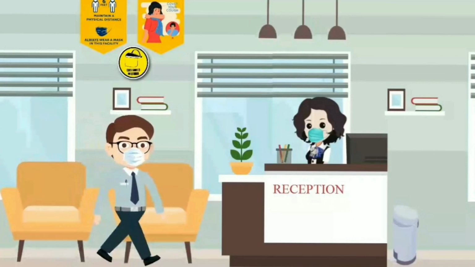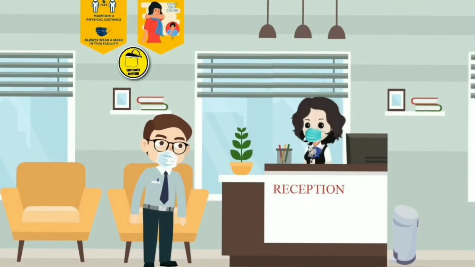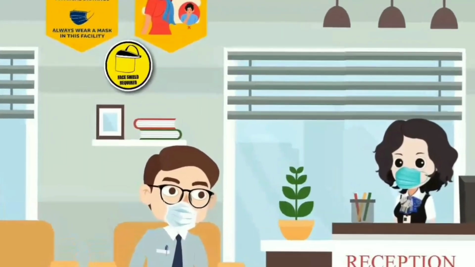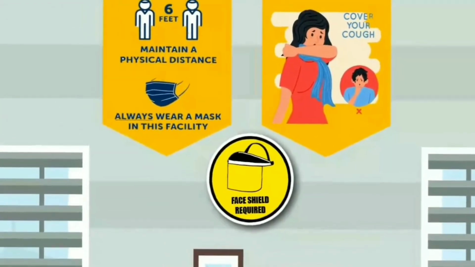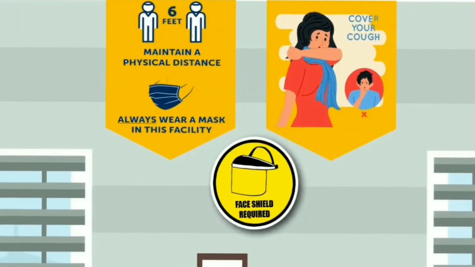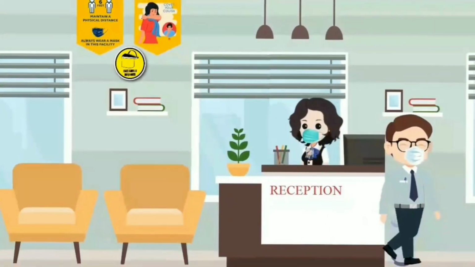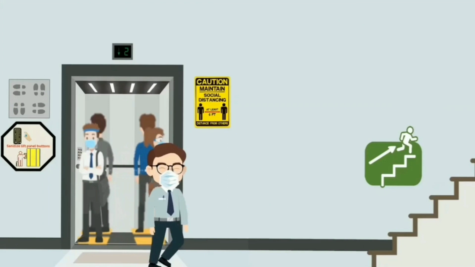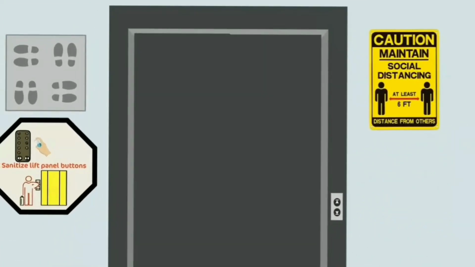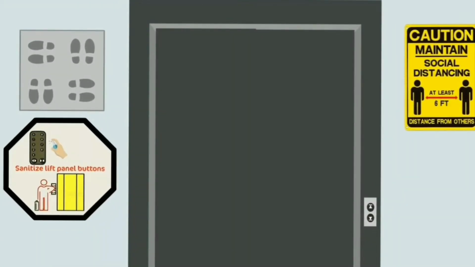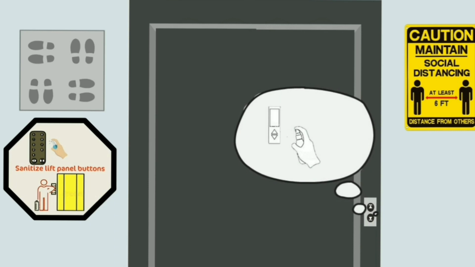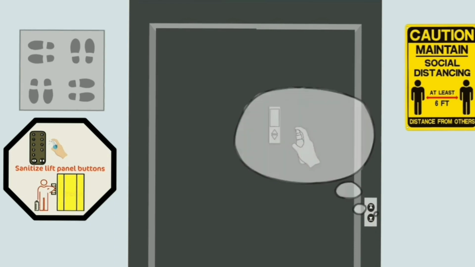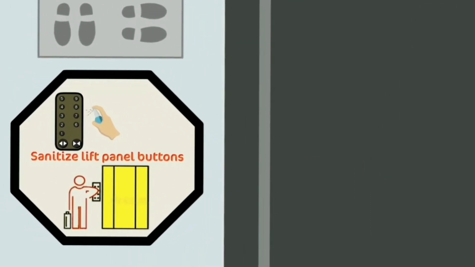Display posters for cough etiquettes. Maintain 6 feet social distance. Keep your mask on along with face shield and display a flow chart with unilateral path to follow to reach meeting room. Encourage use of stairs over elevator. Display a poster of physical distancing to be maintained in elevator along with flow markings to minimize contacts. Frequently disinfect high-touch surfaces like handrails and lift panel buttons.